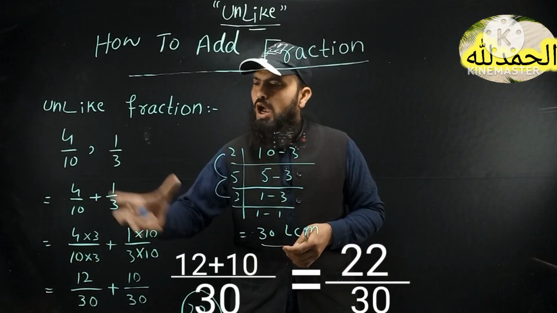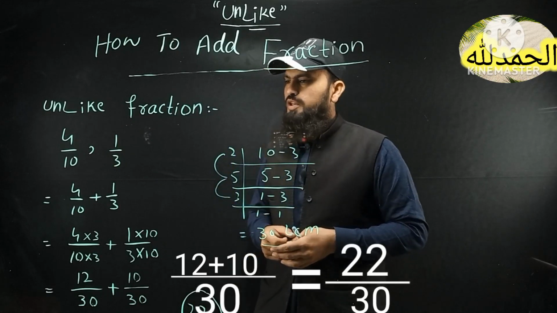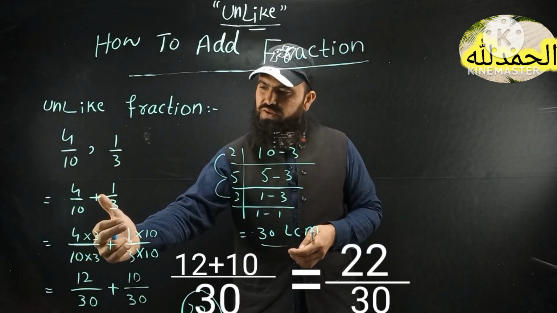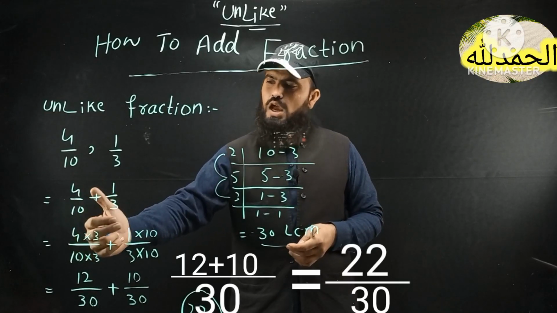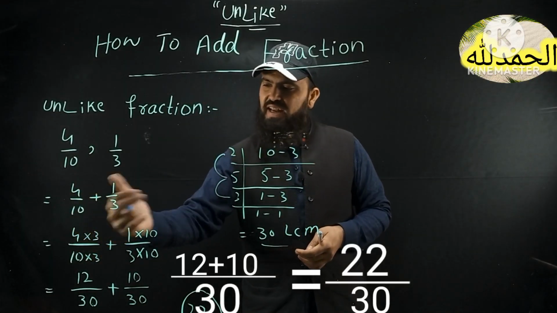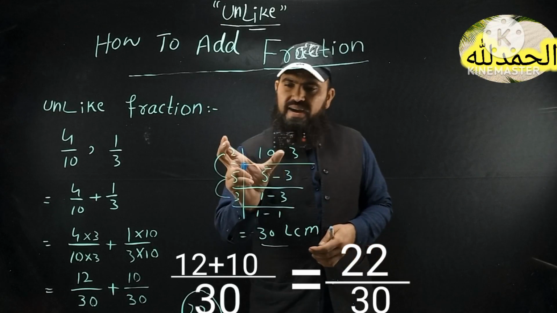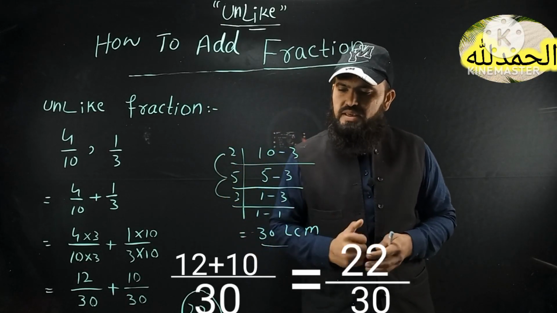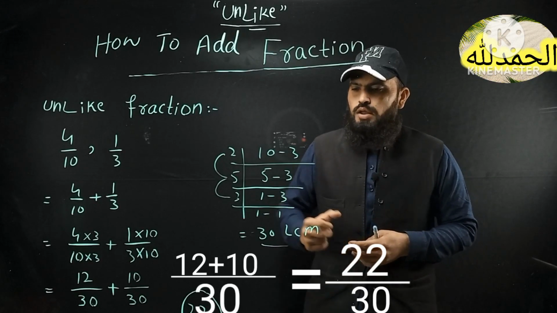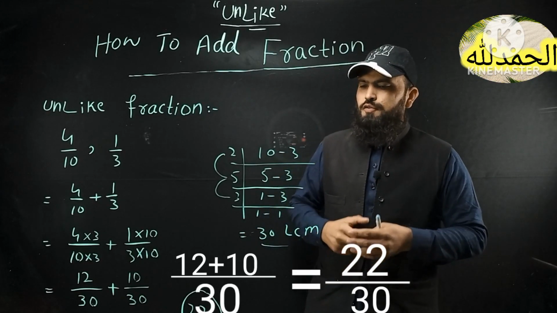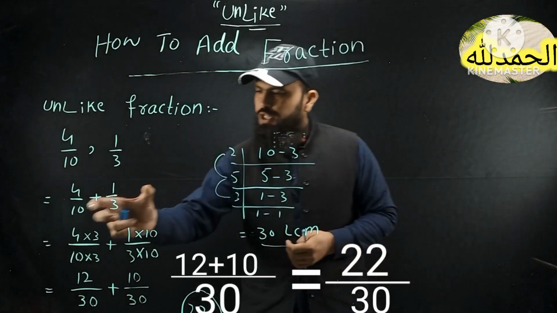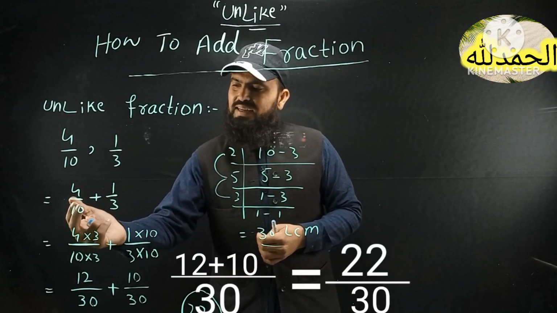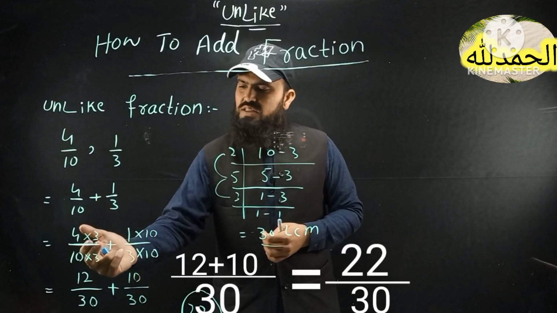Friends, we have added unlike fractions with this method, 4 over 10 plus 1 over 3. First of all, we have to find the LCM of 10 and 3. We have found the LCM with this division method and the LCM is 30. We require both denominators to be 30. So we have multiplied 10 with 3, which is required.